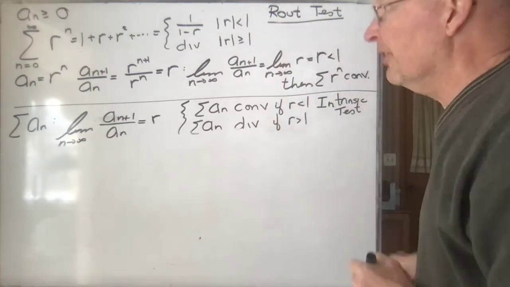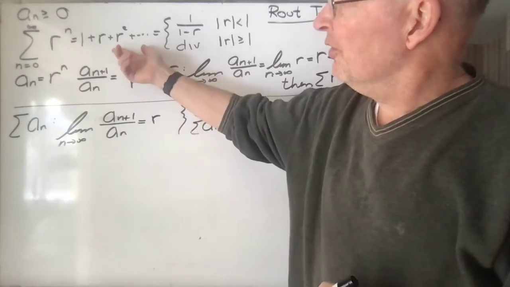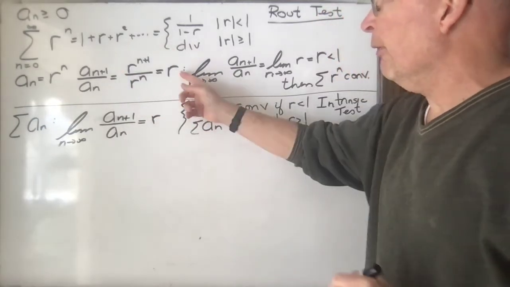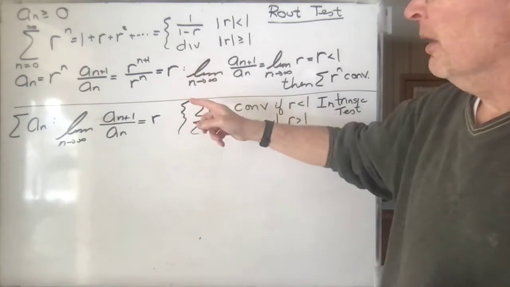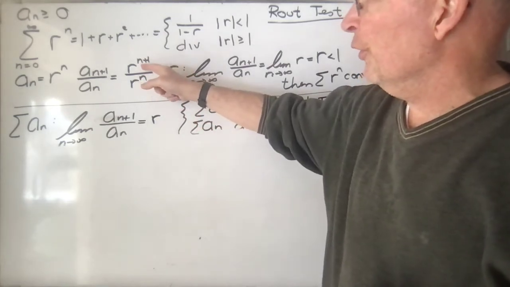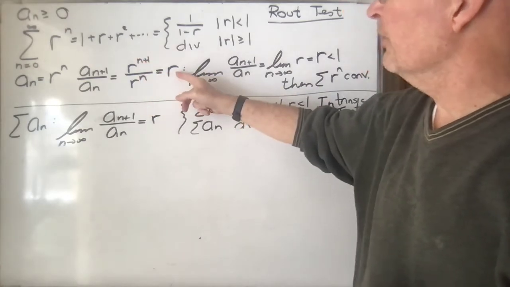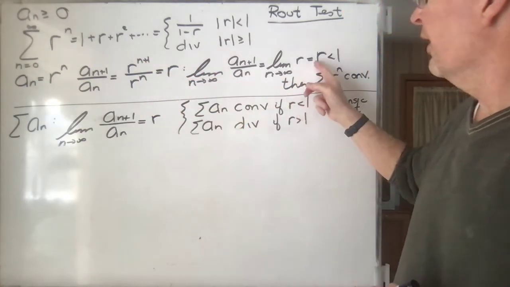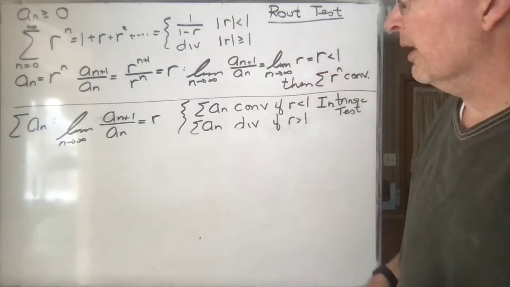And basically, we get the root test in the same way that we got the ratio test. We look at the geometric series and we say, how can we get an r out of that? One way we got an r was by taking the n plus first term divided by the nth term, right? If you do that to the geometric series, you get an r. And then we know that if r is less than 1, it converges. If r is greater than 1, it diverges, okay?